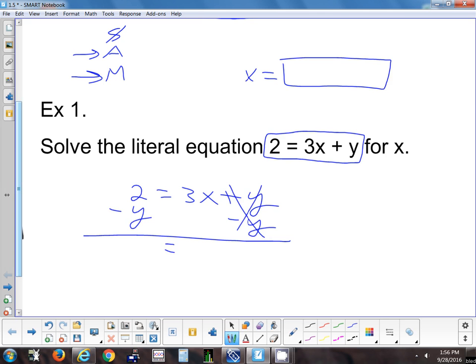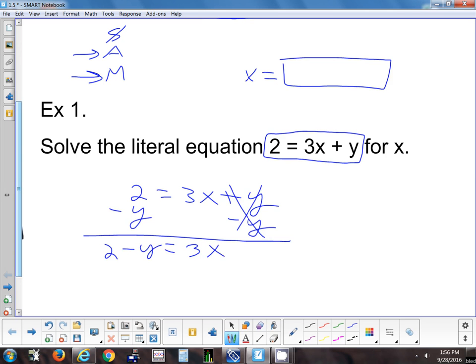So how would I write this? What would I put down? 2 minus y. Yeah, that's all you can do. Okay, 2 minus y. Okay, that's what's on the left. What's still on the right? Yeah, we still have the 3x.